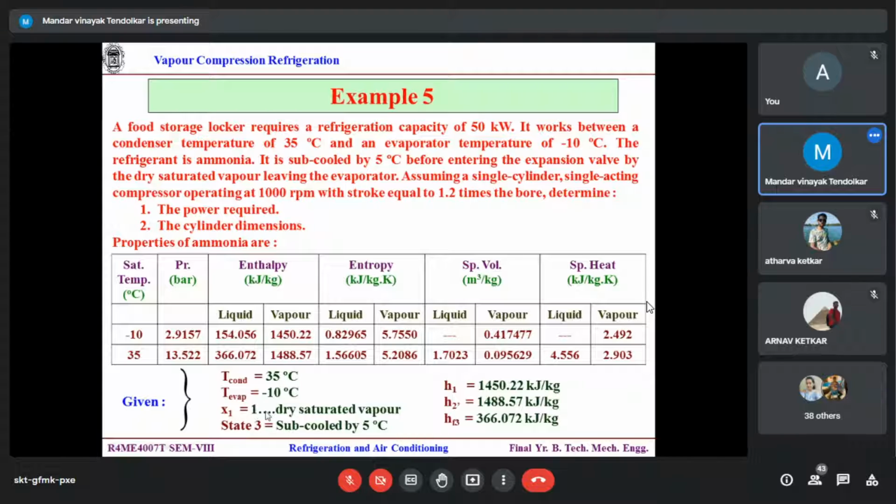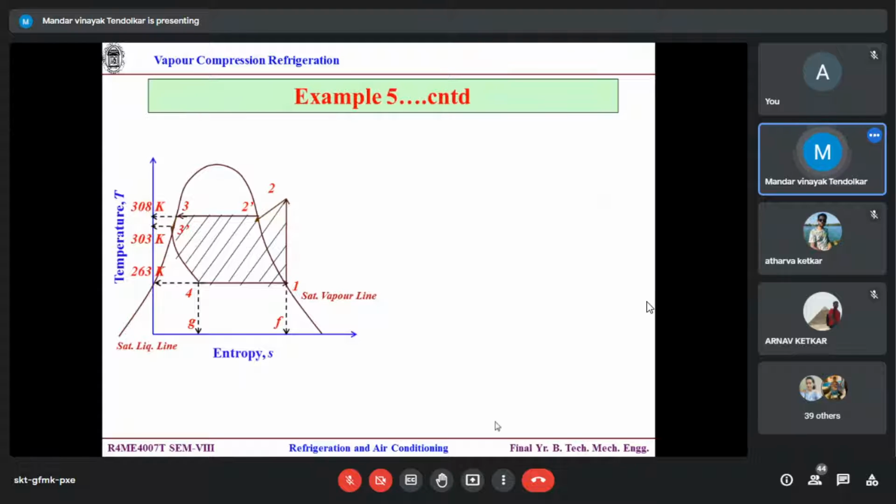So x1 equal to 1 and h3 is the same as hf3. Correct? So h1 is hg1. So what is hg this? 1450. Oh, sorry, 1450. So over here 1450 and hf3, this liquid, 366. So the 366. Correct? Yes, sir. Fine. Now we plot the diagram.